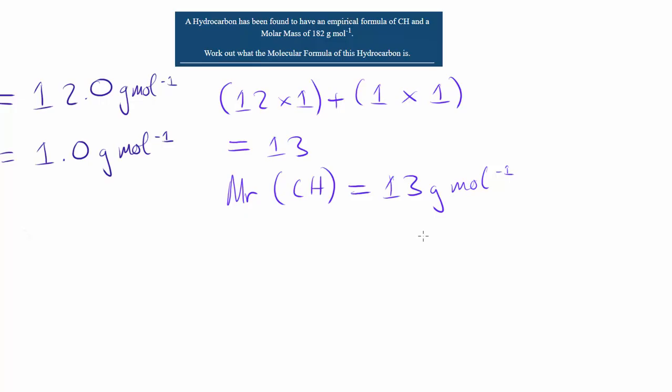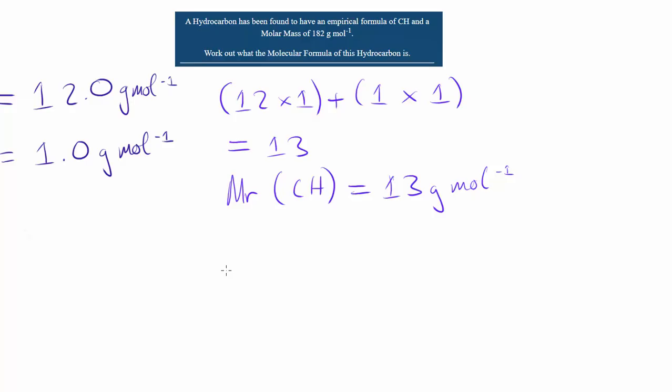Okay, so we've got that, but now we need to work out how this helps us. What we have is the molar mass of the empirical formula. We've been told in the question the molar mass of the molecular formula. All we need to do at this stage is work out the relationship between the two in terms of the multiplier, because we know they're not the same value. So we're going to work out a multiplier.